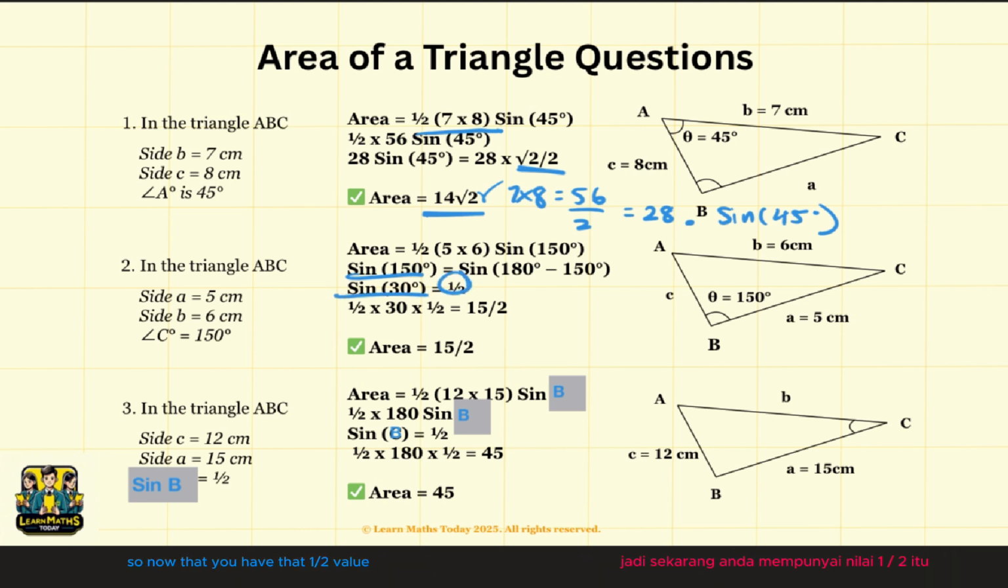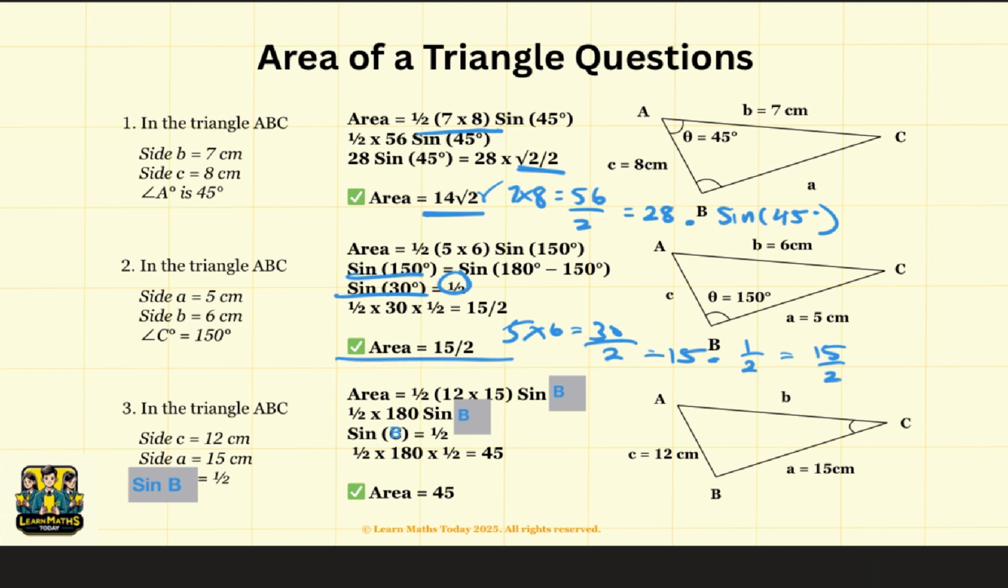So now that you have that 1/2 value, you can split the problem apart again as I did before, which would be 5 times 6 giving us 30, divided by 2, 15, and then times 1/2, which is going to give you 15/2, which is our answer. Finally, for question 3, I asked you to find the area of a triangle with the side lengths 12 and 15, where sine of C equals 1/2.